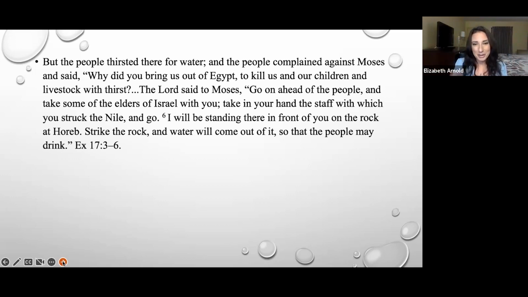Now, but I never heard this part. And in verse 6, God says, "I will be standing there in front of you on the rock at Horeb. Strike the rock and water will come out of it so that the people may drink." I find that so fascinating that I overlooked the fact that God explicitly points to and promises his presence.